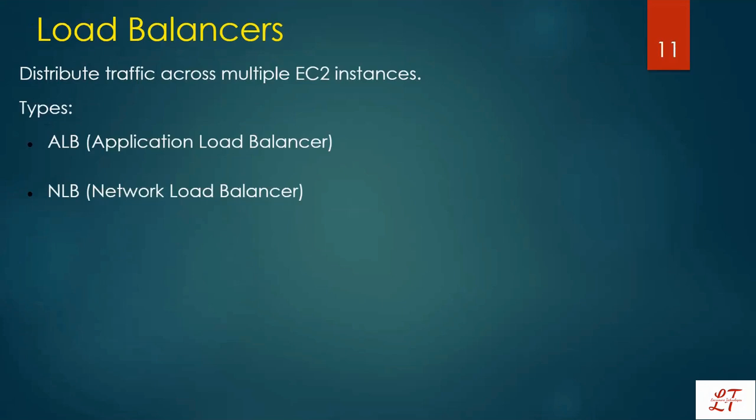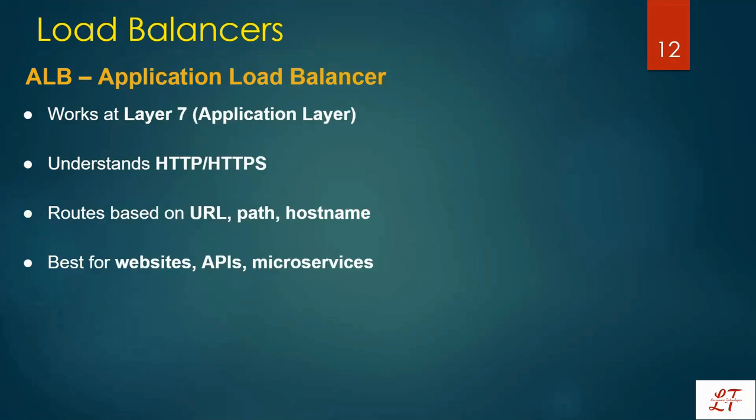So coming to the load balancer, there are two types. A load balancer distributes traffic across multiple EC2 instances. One is the application load balancer and the other is the network load balancer. The application load balancer works at layer 7, the application layer. It understands HTTP and HTTPS. It routes based on URL, path, and host name, and is best for websites, APIs, and microservices.